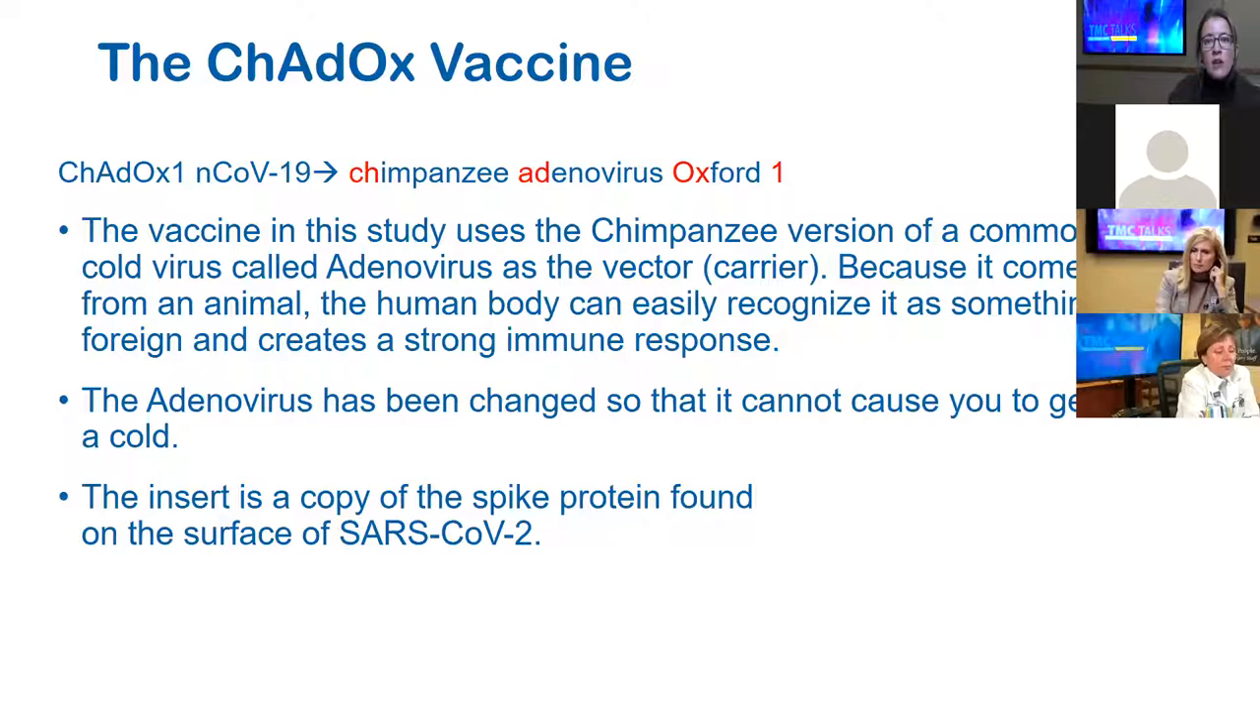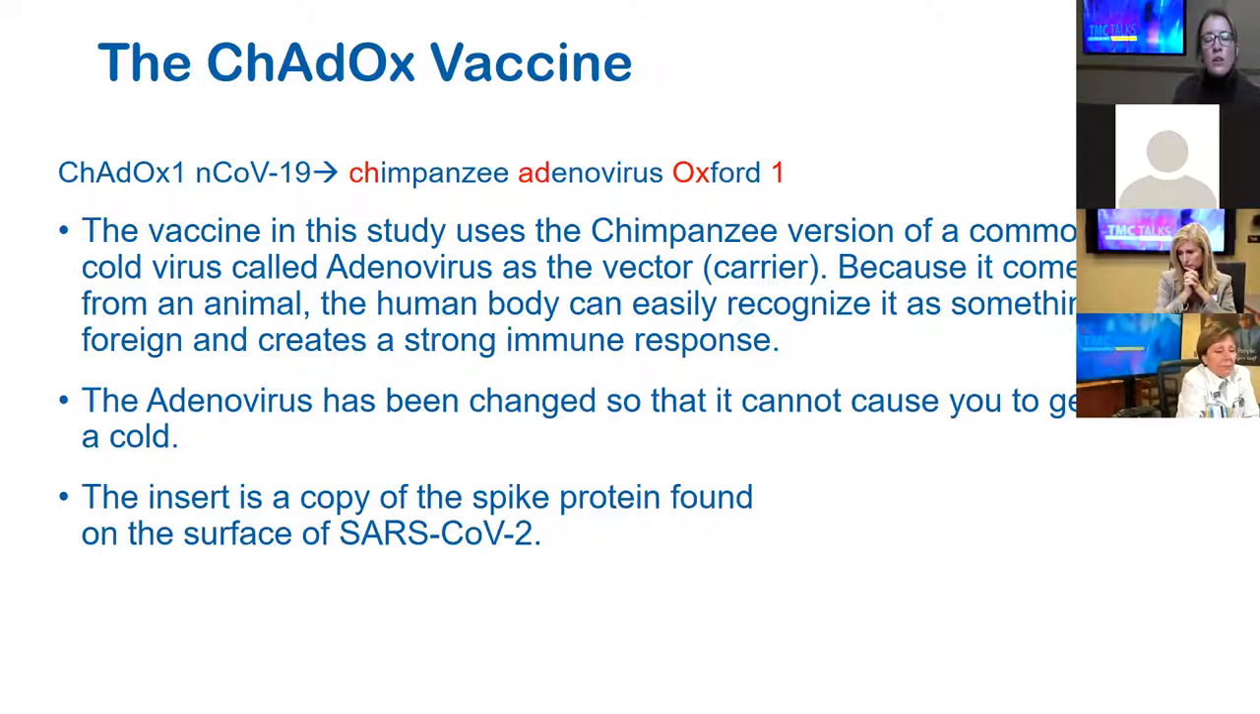So I'm going to highlight now more the vaccine that we are currently testing here in Kansas City. This is the Oxford or AstraZeneca vaccine. And in the scientific world, we know this as a Chadox vaccine. It's called Chadox vaccine because Chadox stands for chimpanzee adenovirus Oxford vaccine. The virus that is being used to deliver the messenger RNA is a chimpanzee adenovirus.